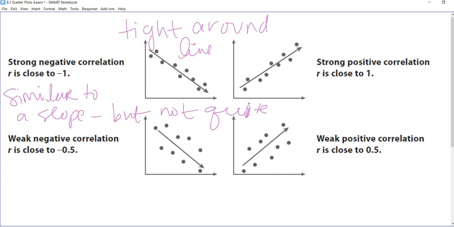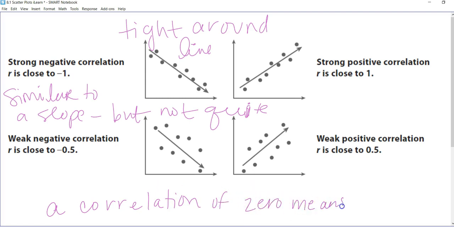So it is kind of like slope, only in the fact that a negative means it goes downhill and a positive means it goes uphill, but that's really the extent of the similarity. Just remember, a correlation of 0 indicates that there is no trend. Okay, let's go ahead and move on here.